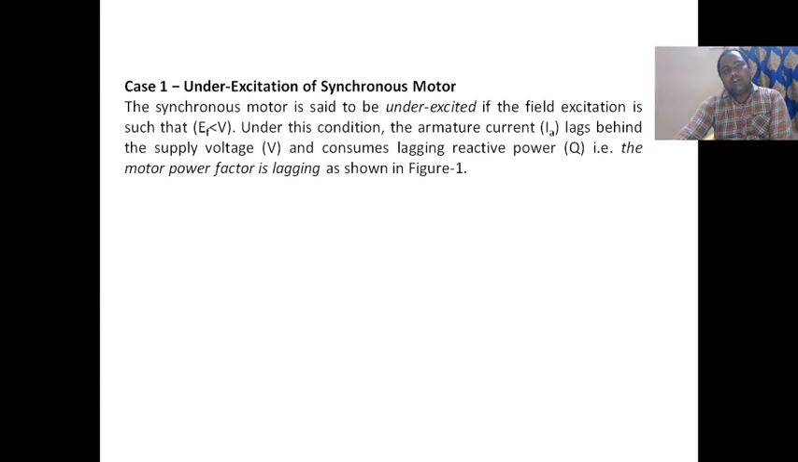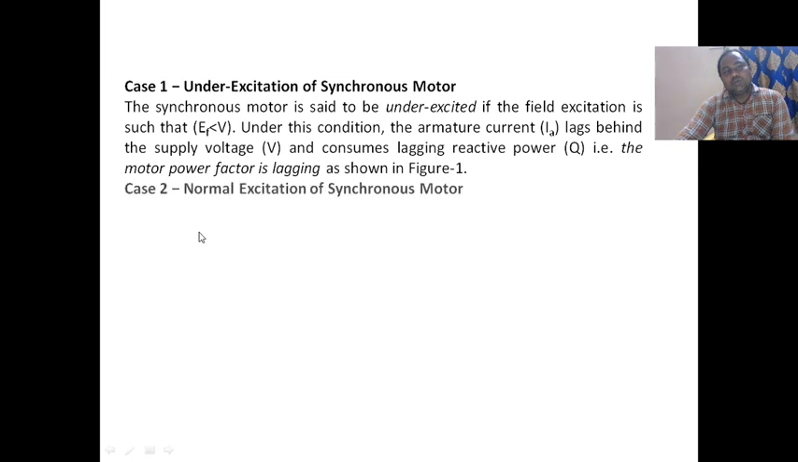Under excitation: what is meant by under excitation? The synchronous motor is said to be under excited if the field excitation is such that EF is less than V. Under this condition, the armature current IA lags behind the supply voltage and the motor consumes lagging reactive power. This is very important. The motor power factor is lagging.